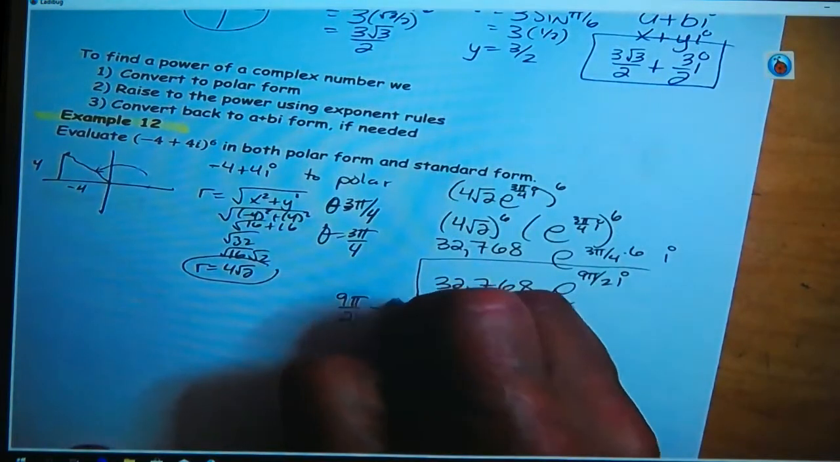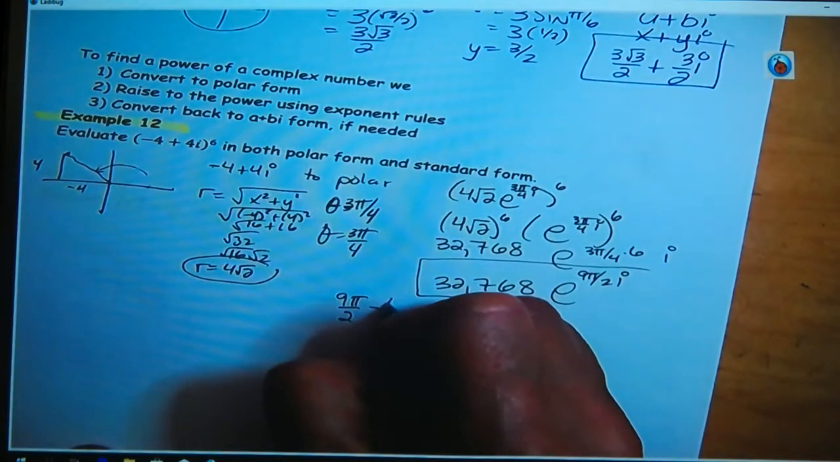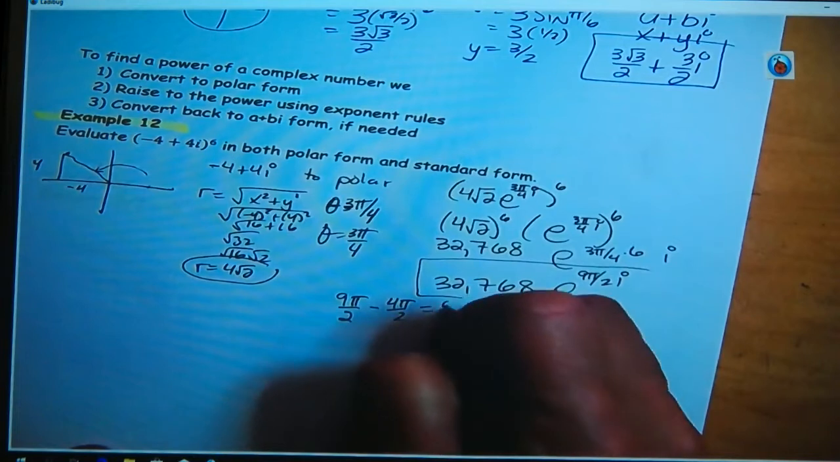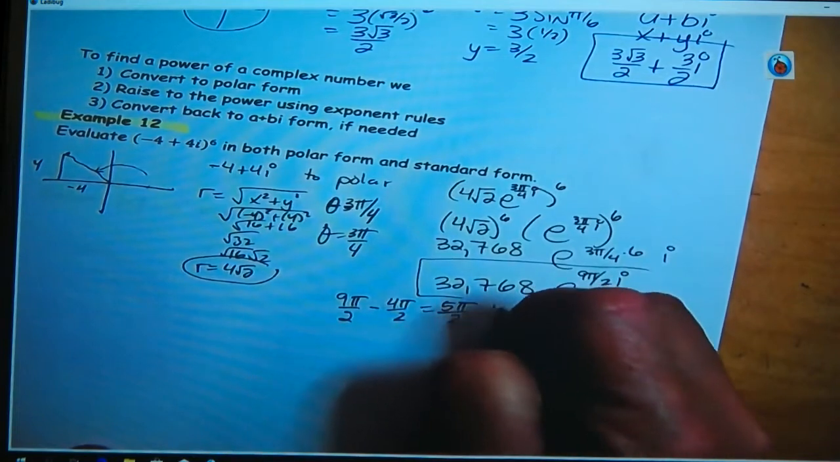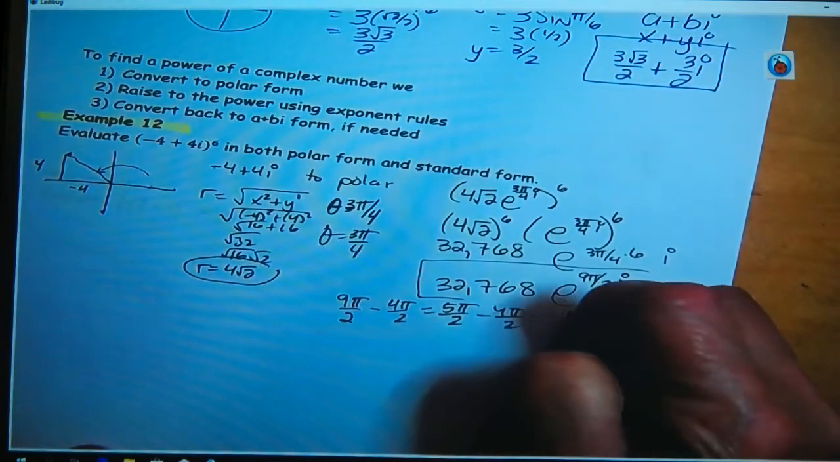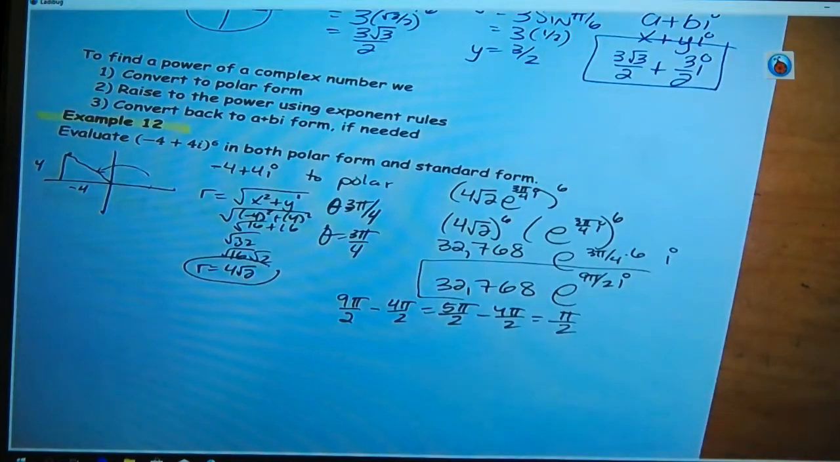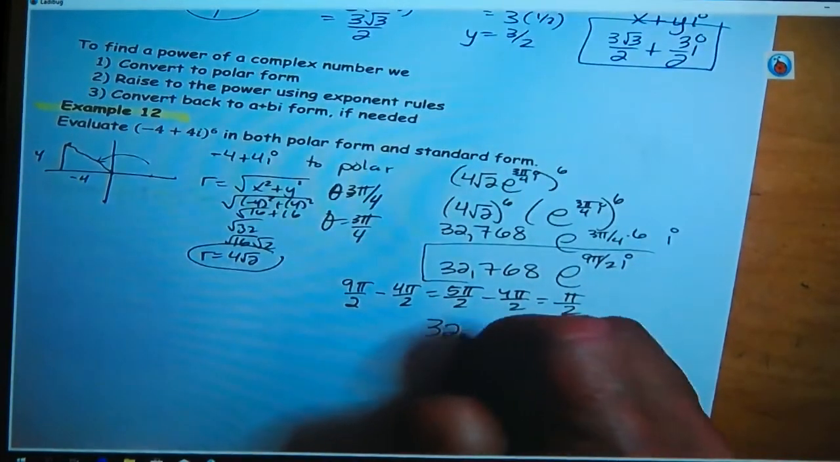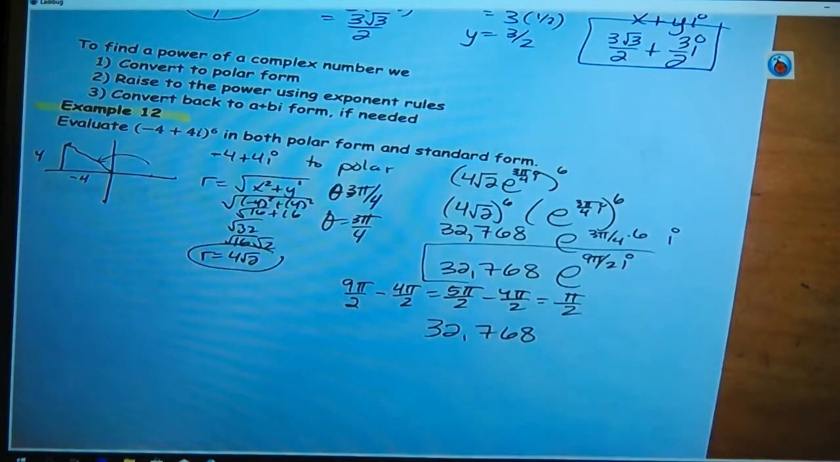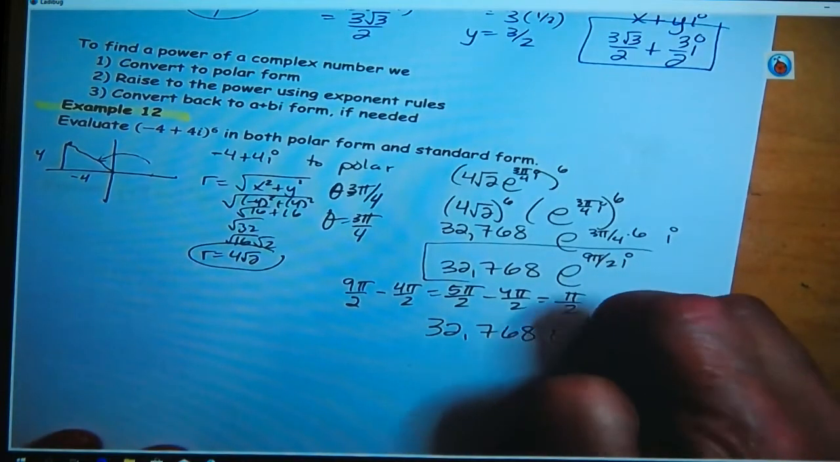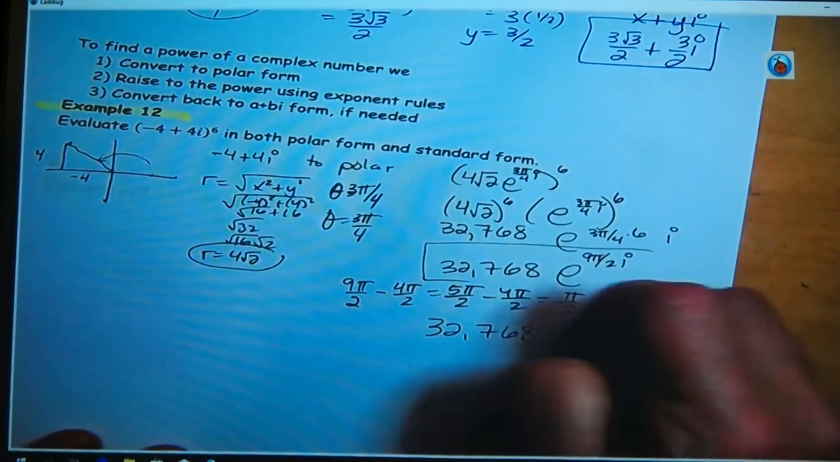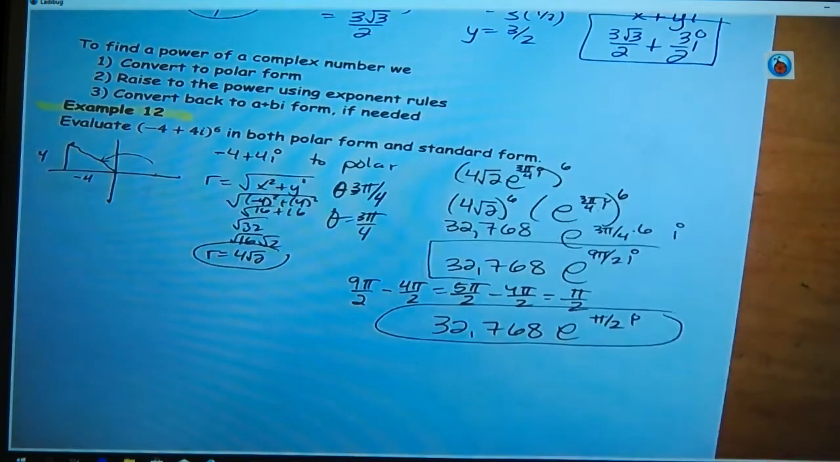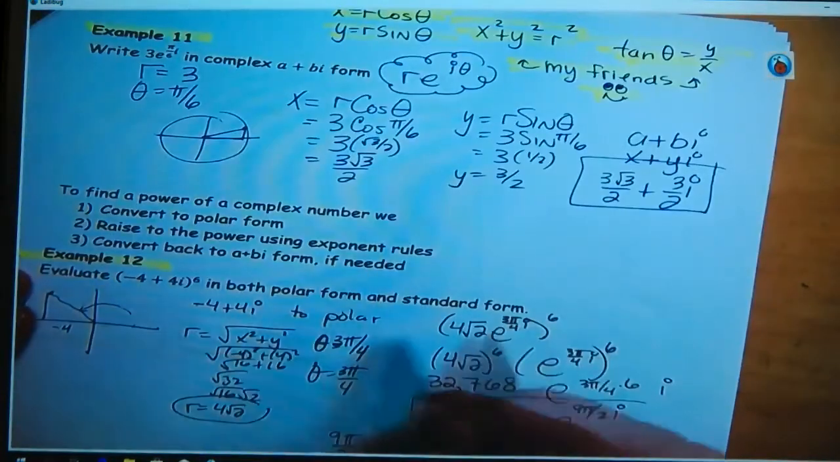So minus 2 pi, so that's 4 pi over 2, gives me 5 pi over 2, and minus 2 pi again. Now I can see that it's pi over 2. So my final polar answer is 32,768 e to the pi over 2i. Okay, now let's change that to standard form.